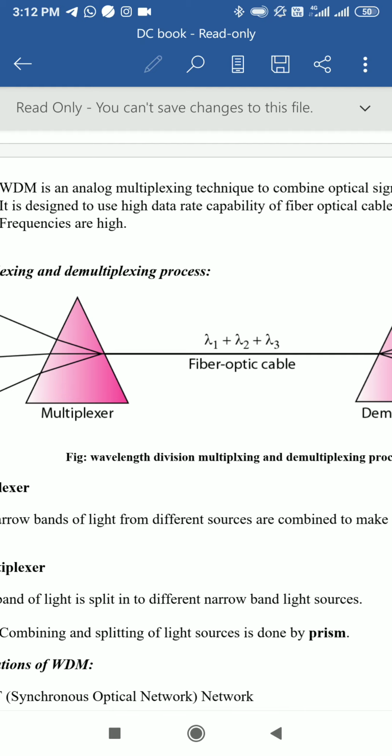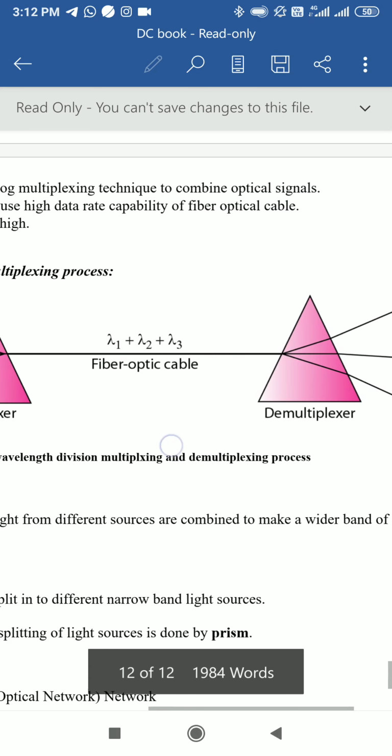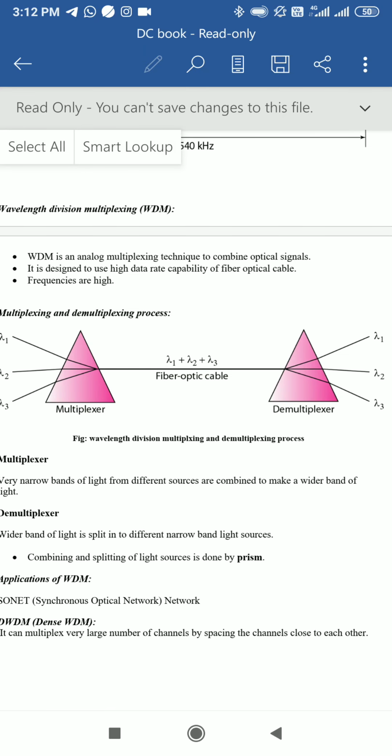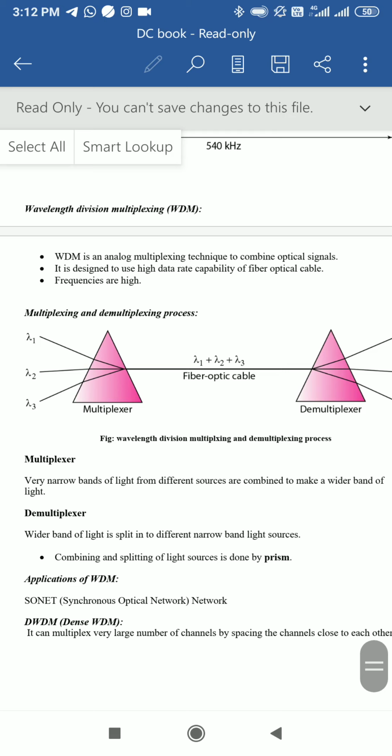And to multiplex and demultiplex the optical signals, we are going to use the prism. These lambda 1, lambda 2, lambda 3 are nothing but the wavelengths of the different optical signals. They are incident on the prism. In the prism, when they are incident, it generates the angle of incidence. So when light moves from one medium to another medium, there will be a calculation of the angle of refraction. Then it passes over the optical fiber.